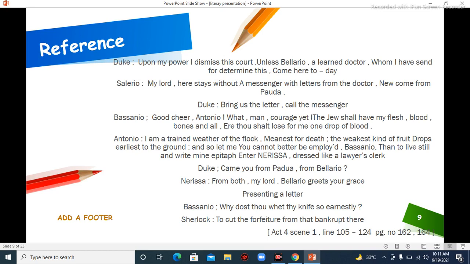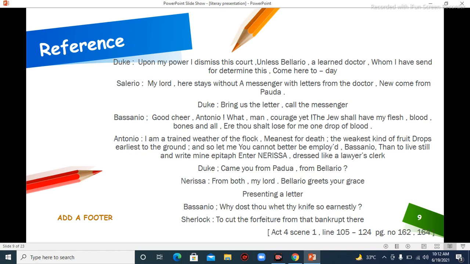Bassanio says that Antonio, you are my friend, I am ready to sacrifice my blood for you. But Antonio sadly makes him say that he does not need to sacrifice his life for him, as he is the kindest and ripest fruit. Then a person comes and informs that he has got the letter, and the letter was brought into the court.